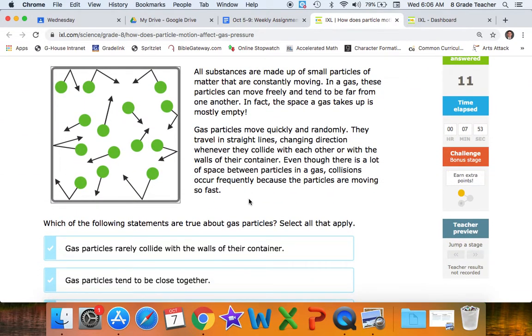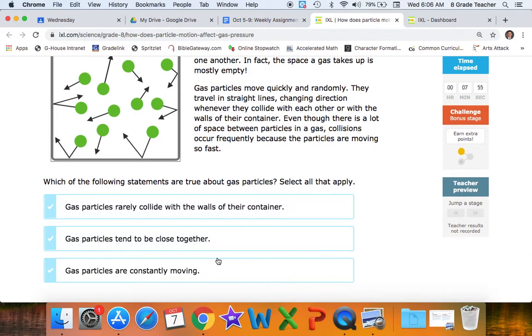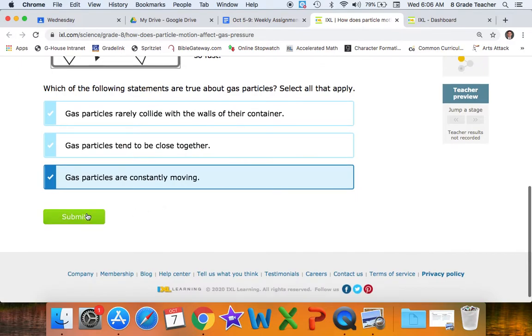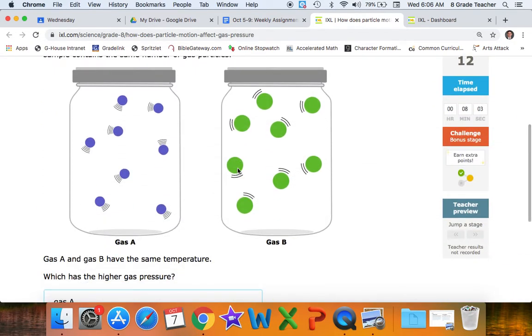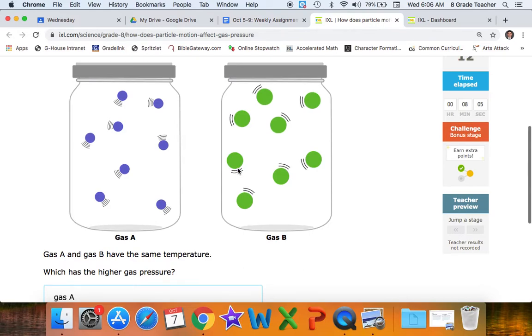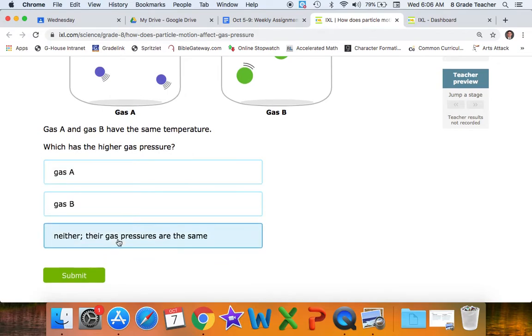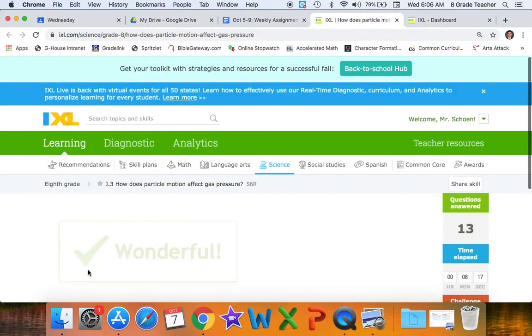Which of the following statements are true about gas particles? Gas particles are constantly moving. They don't tend to be close together, and they do collide. We did that one already. Which has the higher gas pressure? Gas A and gas B, they've got the same temperature. Then it depends on the number of particles. 1, 2, 3, 4, 5, 6, 7, 8. They have the same temperature, or same pressure.